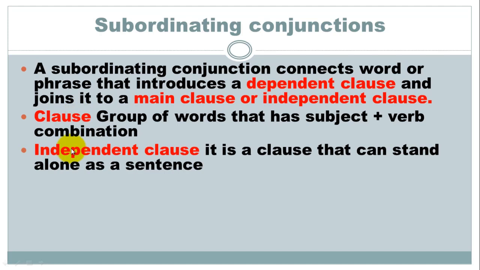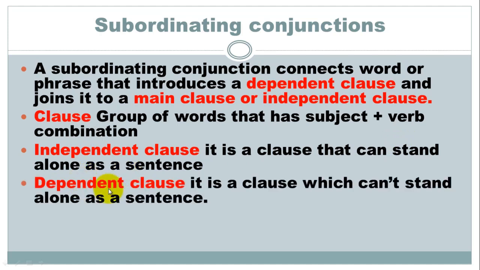Now let's look at independent clause. What is an independent clause? It is a clause that can stand alone as a sentence. It can be a full sentence. Dependent clause, as you can see from the name dependent, means it is depending on something. So a dependent clause is a clause which cannot stand alone as a sentence. It cannot be a complete sentence. But an independent clause can be a complete sentence.